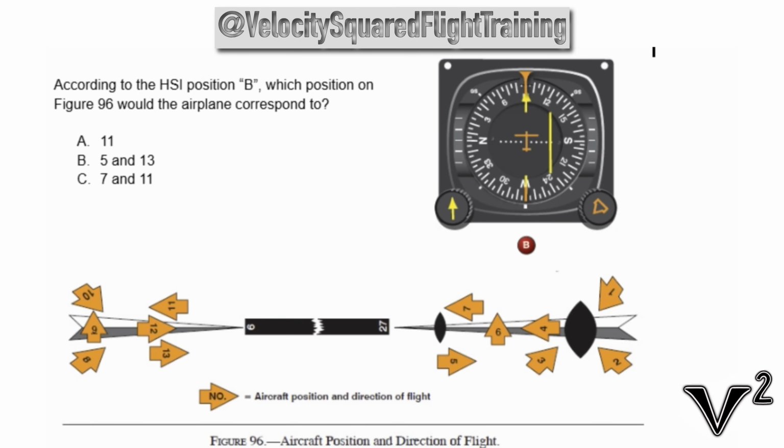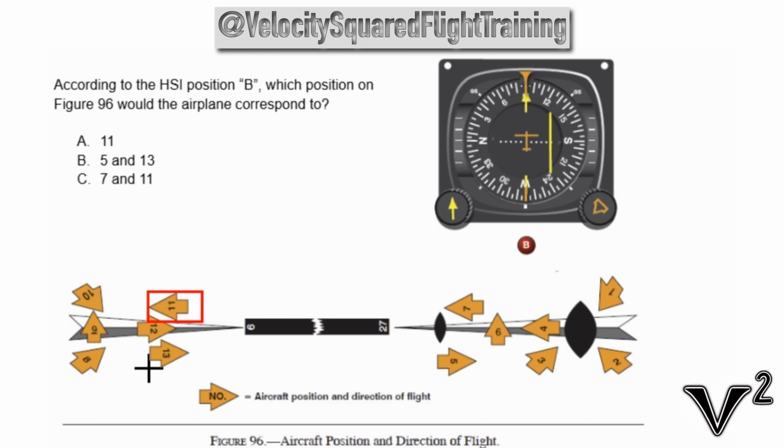All right, next one. According to HSI position B, which position on figure 96 would the airplane correspond to? Okay, so position B. Like I said before, this is coming off of the big figure. I just zoomed it in, so we got just the one HSI to look at, okay? And then figure 96 is this one down here. This one's going to tell us which of these it belongs to, okay? So remember, you're not trying to answer all these. Make it easy on yourself, okay? Our answers are 11, 5 and 13, or 7 and 11, okay? So what are those? 11's here.